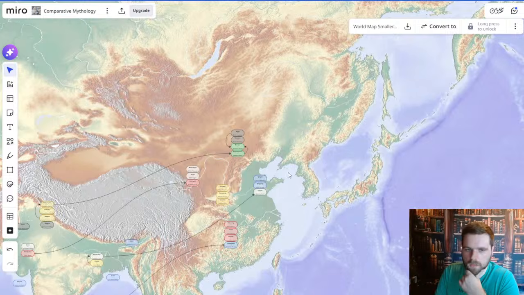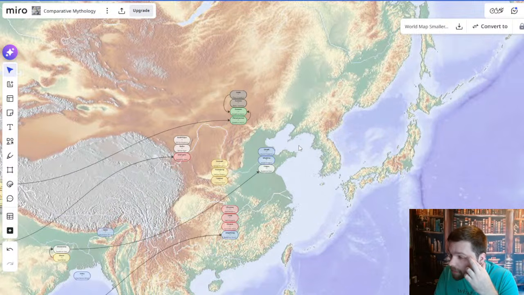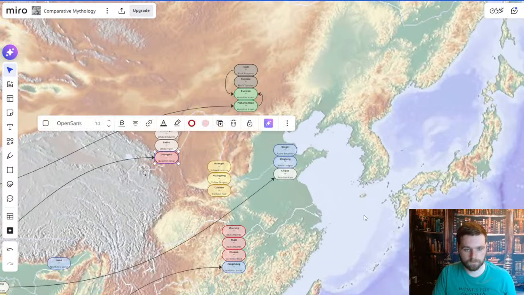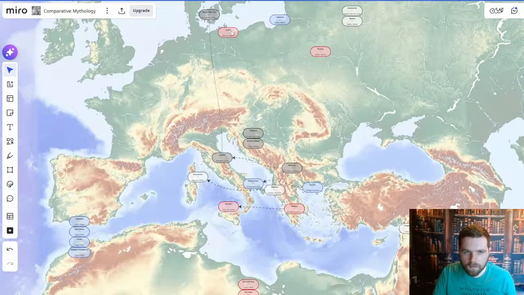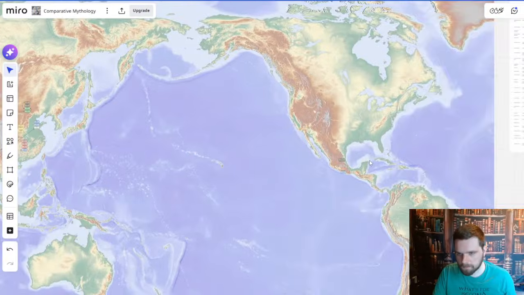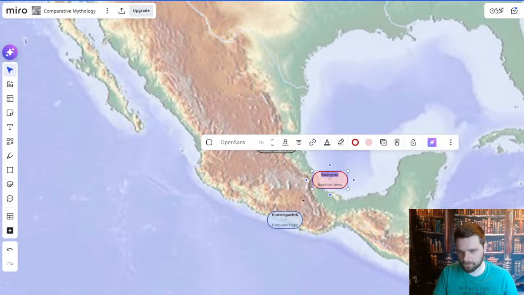Xipe Totec is East, Red. East Red's fun. I guess we haven't seen that since maybe Agni, or yeah, no one else is really East Red. Oh, yes. Yeah, he's very interesting. What kind of animal is he associated with? Quails, serpent skins. I'm going to say flayed. I know that's weird. So this is the flayed one.